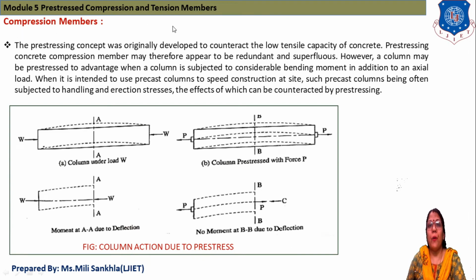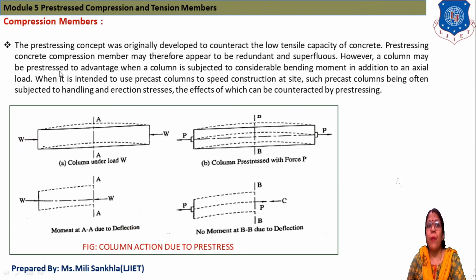Now compression member, here two images are taken. First, a column is subjected to axial compressive force and we have to take a section at middle portion. Now one by one, prestressing concept was originally developed to counteract the low tensile capacity of concrete, because concrete is subjected to maximum compressive forces. Concrete does not resist tensile forces. Prestressing a concrete compression member may therefore appear to be redundant and superfluous.